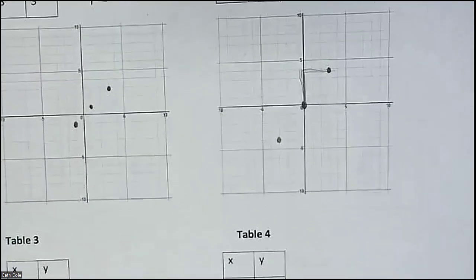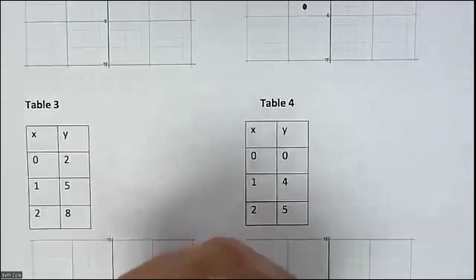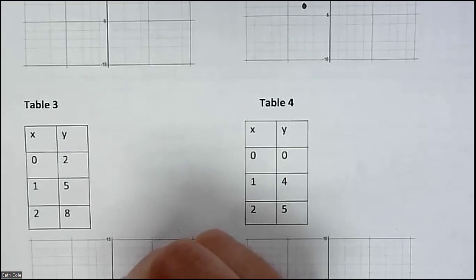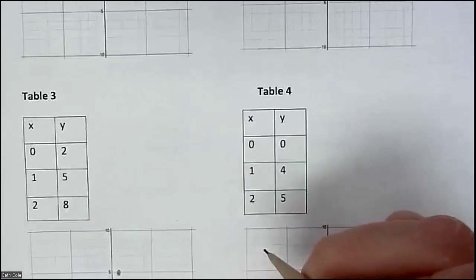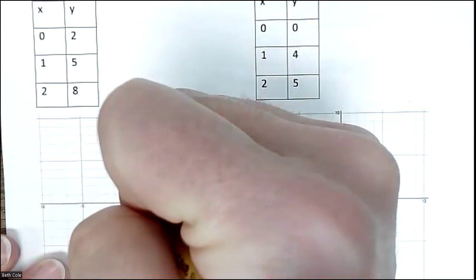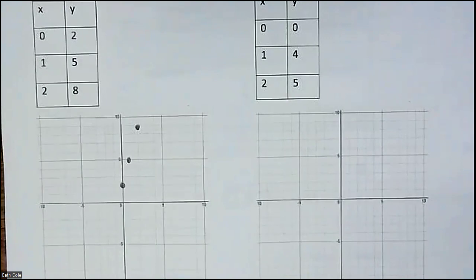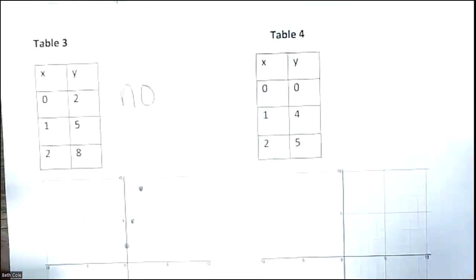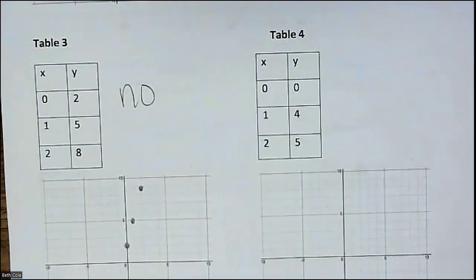I know this is really hard, guys. All right, let's try another one. 0, 2, 1, 5, and then 2, 8. You guys do know that Desmos will plot points for you if you type them in. Now, that will make a line, but it will not go through the origin. So no is the answer to that one. And there wouldn't be a k value either, because if the answer is no, then it just won't work.